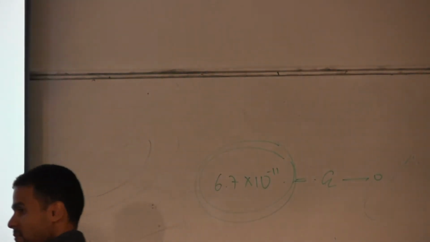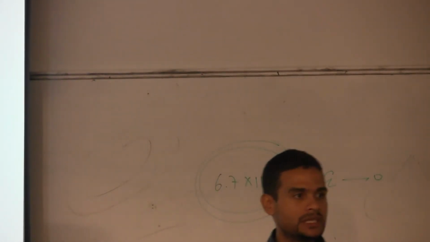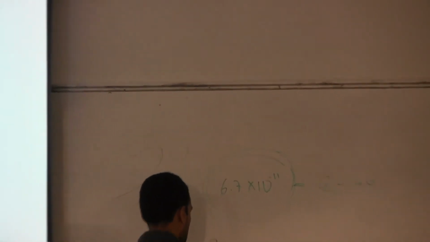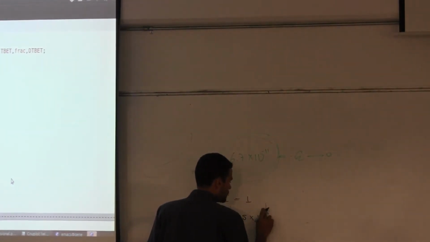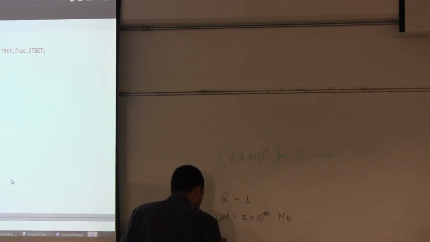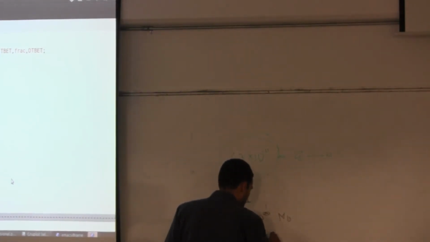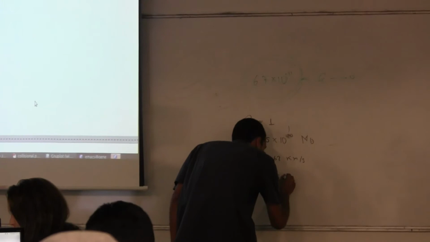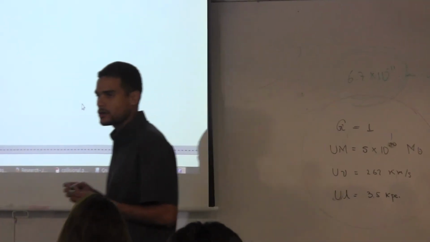Renormalizing the system of units, you have to choose appropriate values for the masses, the constants, the lengths, the times, the velocities, and all these things. In this case, for example, I'm using a system of units in which the gravitational constant equals 1. Each unit of mass equals 5 times 10 to the 10 solar masses. Each unit of velocity equals 262 kilometers per second. And each unit of length equals 3.5 kiloparsecs. Why these units? Because I wrote this program to run simulations in the context of galactic dynamics.